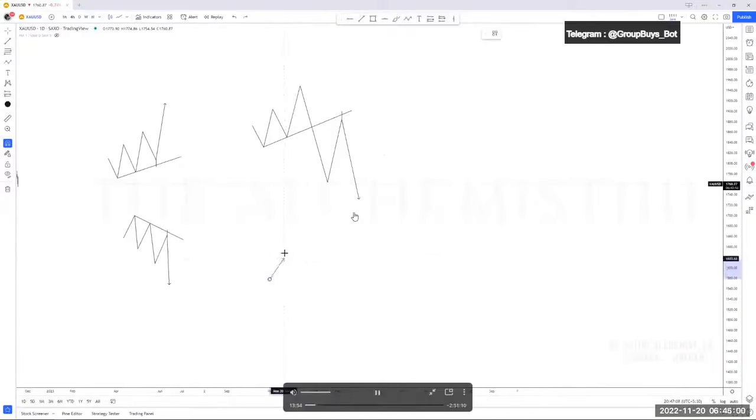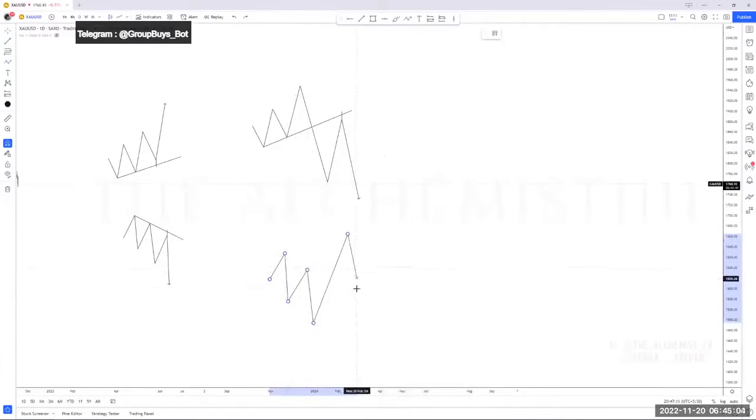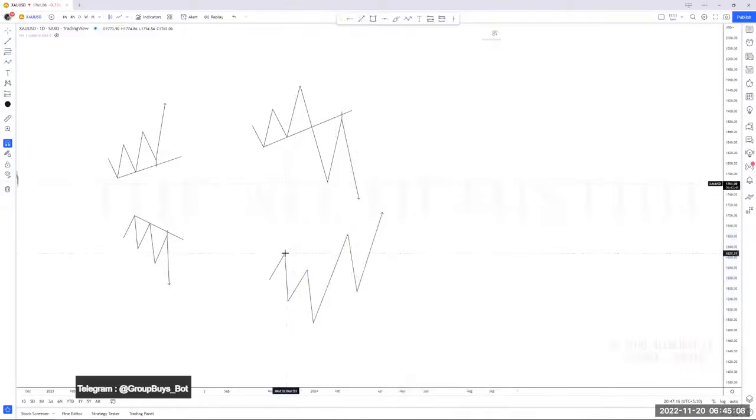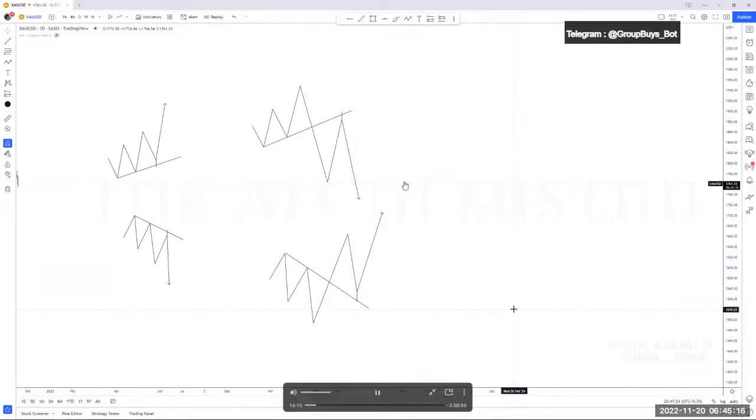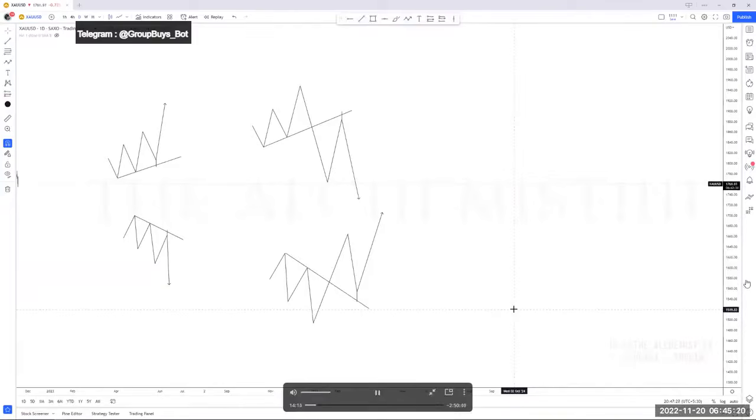So let's say we have something like this. Second touch. Now it is broken. What happens? Then it turns into a support and goes up. This will be the next one. You get it, right? Same thing: first touch, second touch. Once it breaks, we can expect price to tap into that and then go back up.